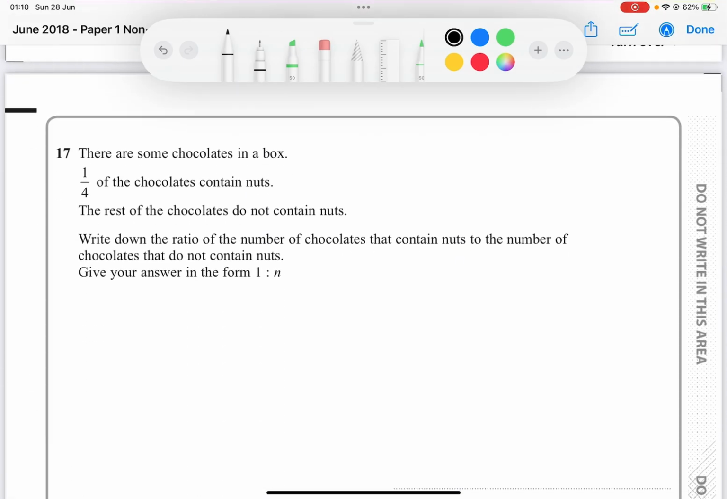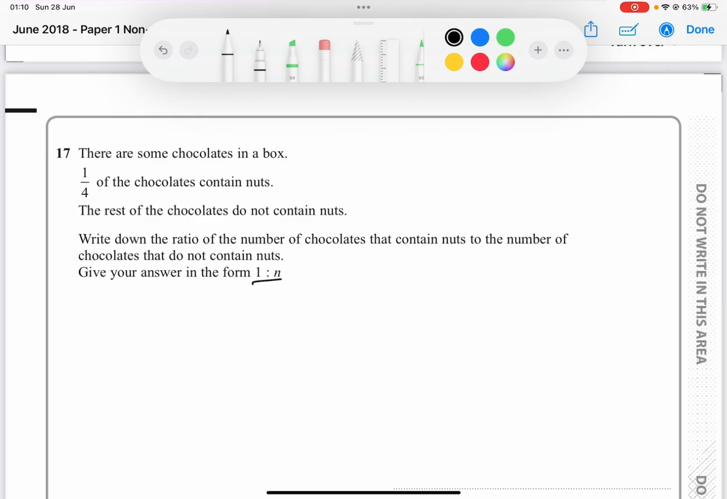Question 17. Okay, so there are some chocolates in a box. A quarter of the chocolates contain nuts. The rest of the chocolates do not contain nuts. Write down the ratio of the number of chocolates that contain nuts to the number of chocolates that do not contain nuts. Give your answer in the form 1 to n.